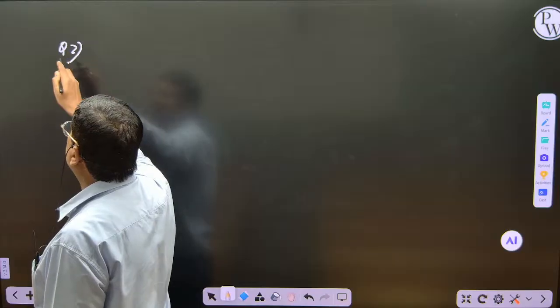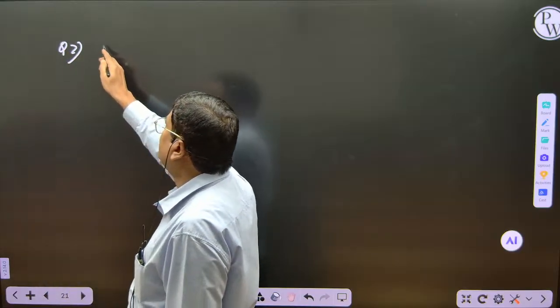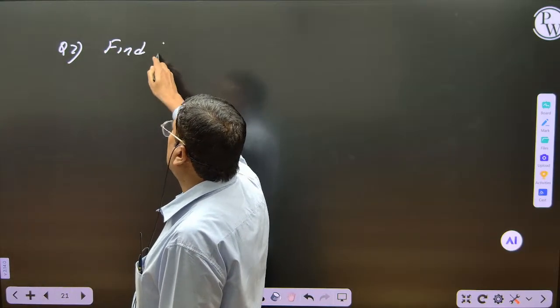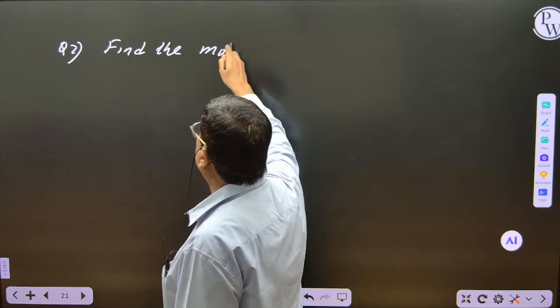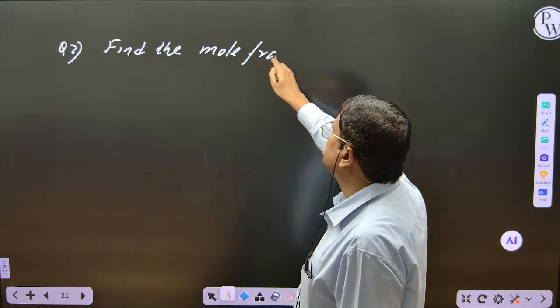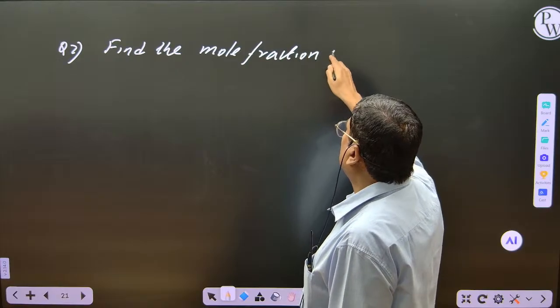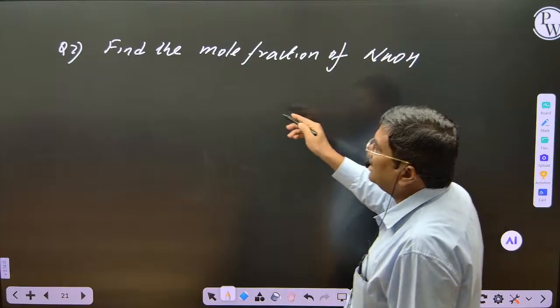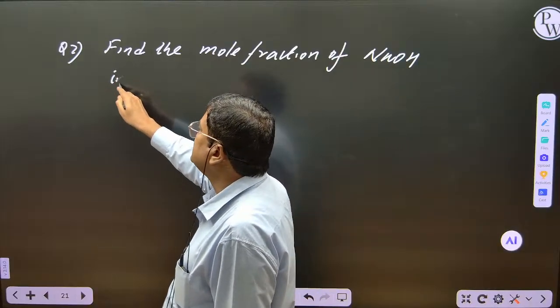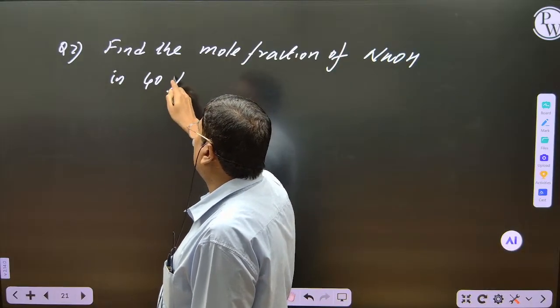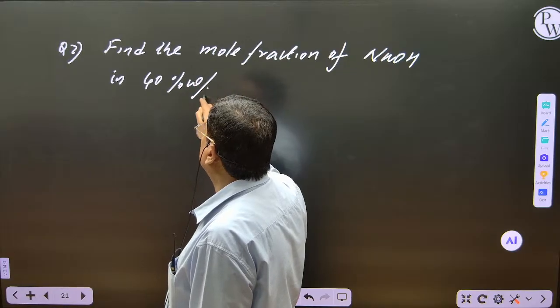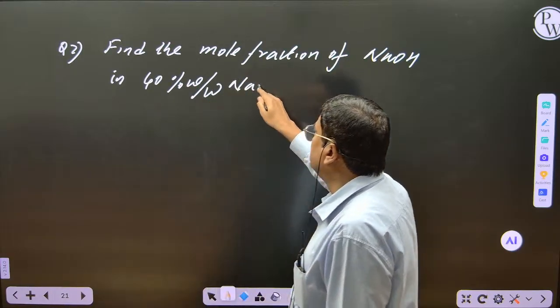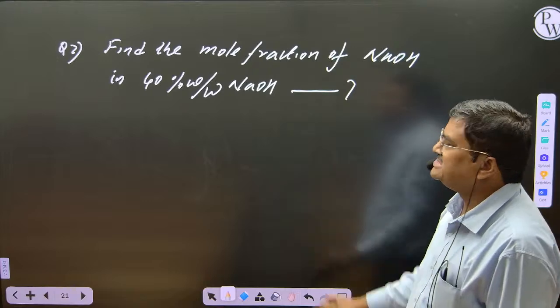Question second one, within the mole fraction: find the mole fraction of caustic soda. What is caustic soda, students? NaOH in 40% W by W NaOH. What does 40% W by W mean? Mass percentage.